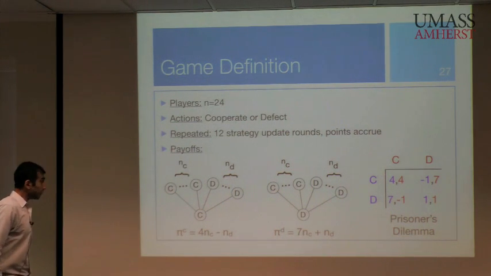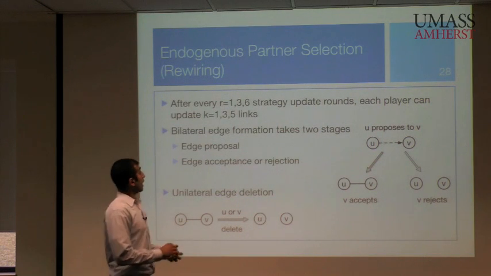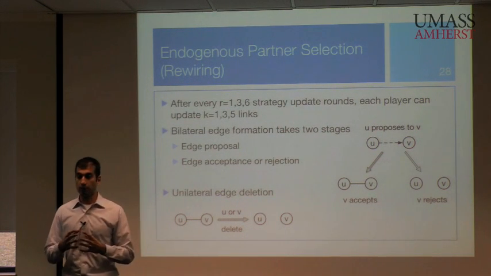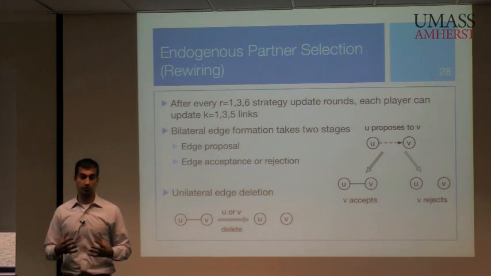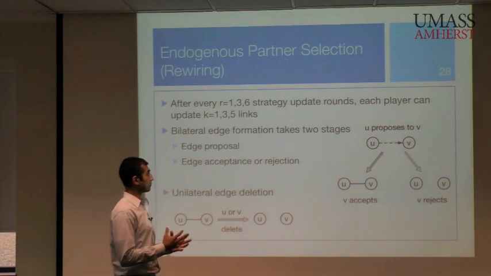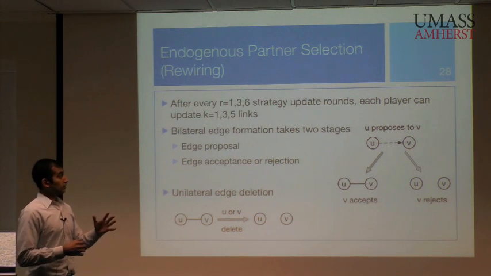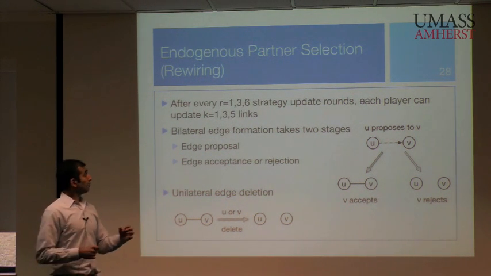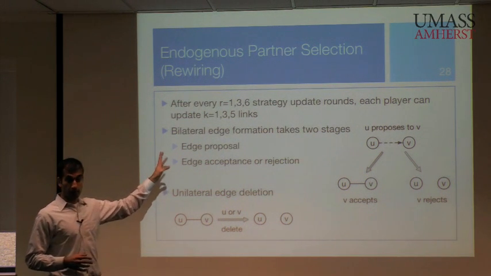Okay? And then finally, now, this is one of the key points. How did we let people choose who they're playing with? The fancy term is endogenous partner selection. The not so fancy term is rewiring. How do we let people rewire? After every 1, 3, or 6 strategy update rounds, they could update 1, 3, or 5 links. So we did 9 treatments, 3 by 3.